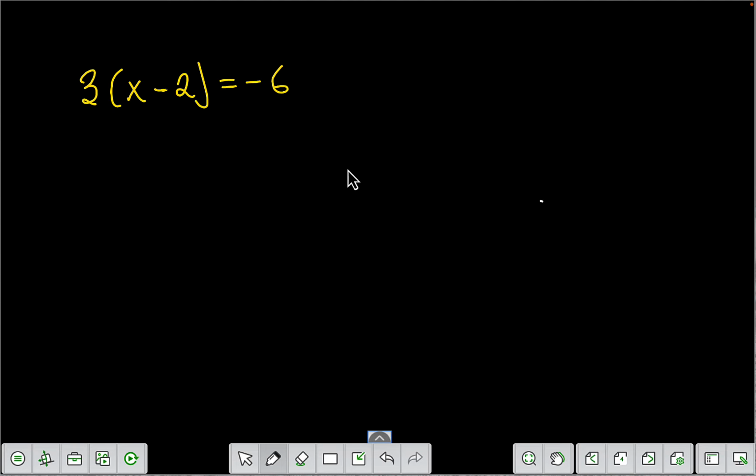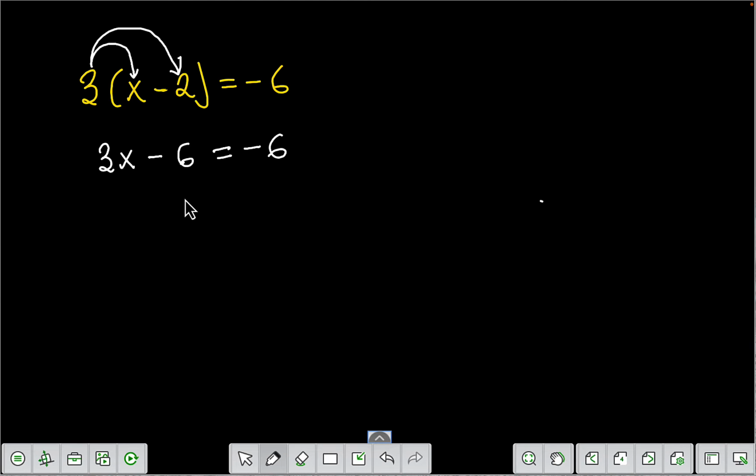Alright, so let's look at this problem. We have 3 parentheses, x minus 2, close parenthesis equals negative 6, right? So we have to multiply 3 by each of the terms in the parenthesis. So 3 times x is going to give us 3x. 3 times minus 2 is going to give you minus 6. And that is equal to negative 6.